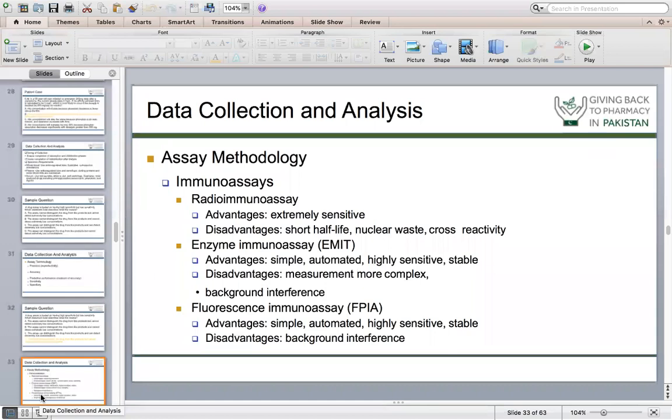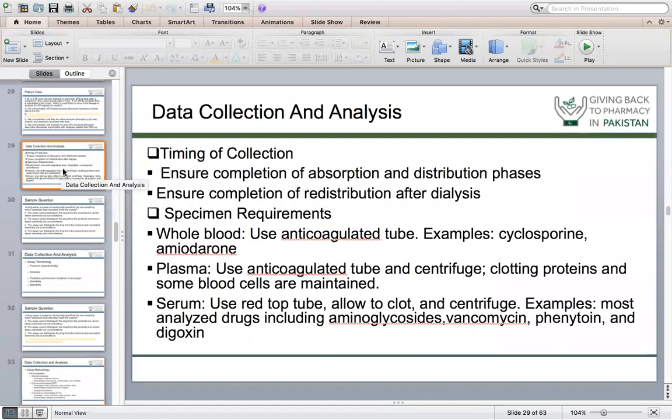We must be encountering these sampling issues in our daily practice, or may not if you are working in a community, but we just need to know about these, all right? So what is important in data collection and analysis?